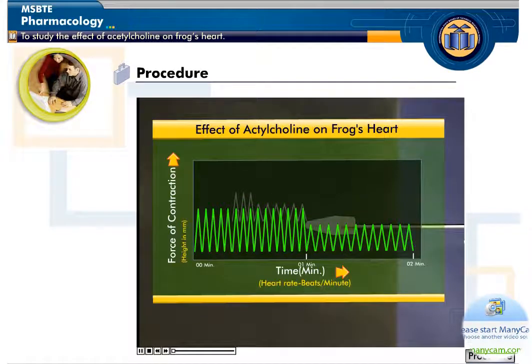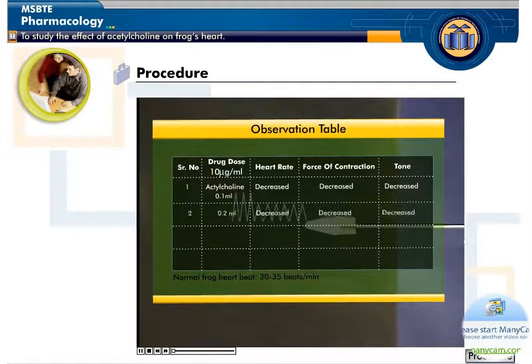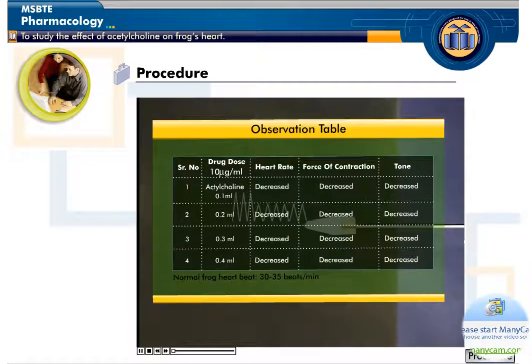You can see that the rate of contraction and force of contraction of heart reduces due to acetylcholine. Also observe the rhythmicity and tone of contraction. Repeat the same procedure by injecting 0.2, 0.3 and 0.4 ml of acetylcholine. Allow a time gap of 5 minutes between two successive doses to wear off the effect of earlier dose.